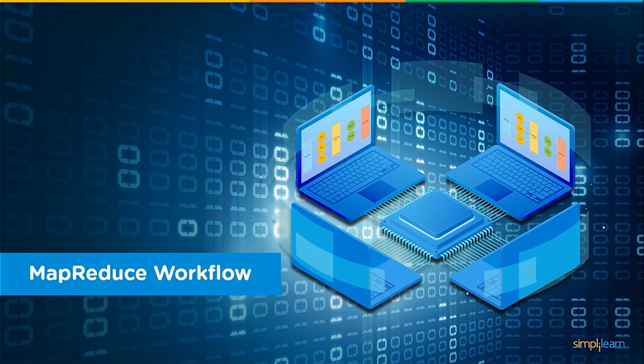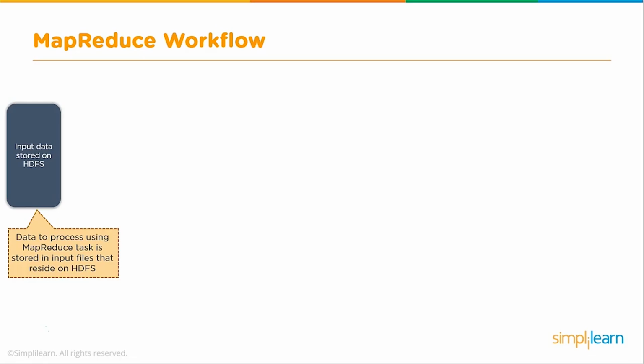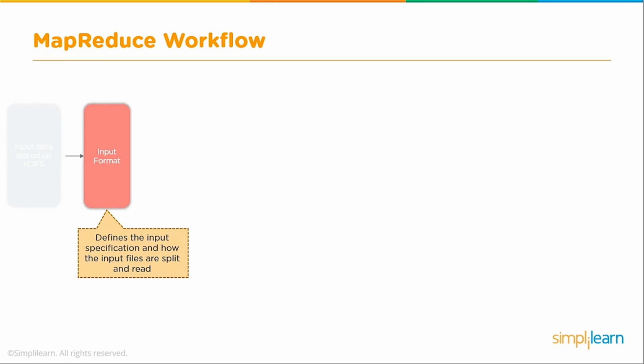Now let's look at the MapReduce workflow to understand how it works. So basically you have your input data stored on HDFS. This is the data which needs to be processed. It is stored in input files, and the processing you want can be done on one single file, or on a directory which has multiple files. You could also later have multiple outputs merged, which we achieve by using something called chaining of mappers. So here you have your data stored on HDFS. Now input format is basically something to define the input specification and how the input files will be split.